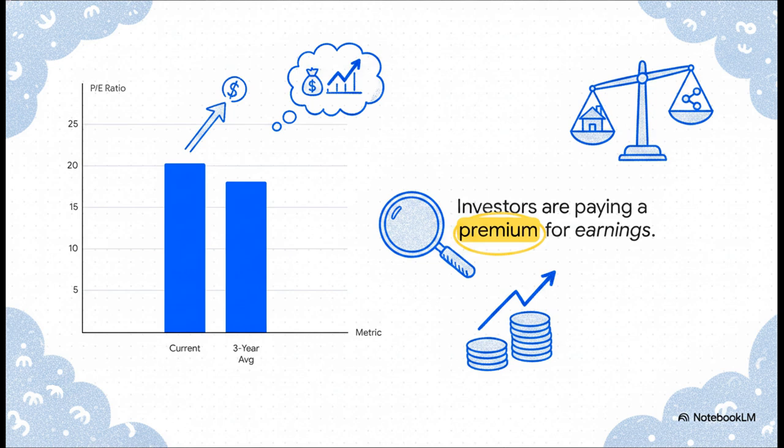Look at the trailing price-to-earnings ratio. Right now, it's trading at 20.35, but its 3-year average PE is only 18.16. That means if you buy today, you are paying a roughly 12% premium for a single dollar of their earnings compared to what investors normally pay. Even the forward PE, which is 19.05, still shows an elevated price.